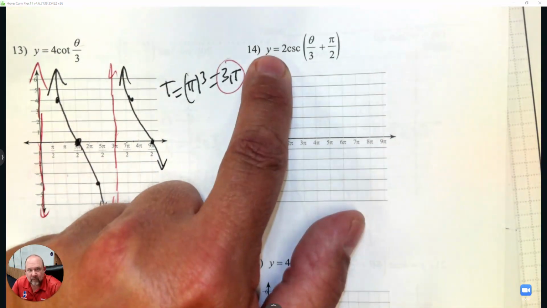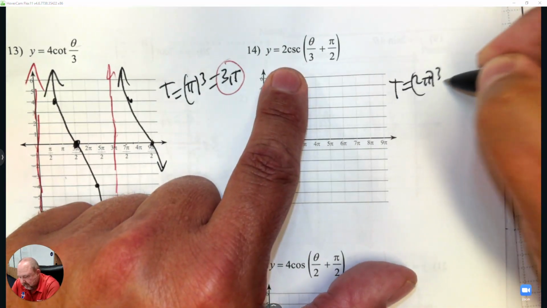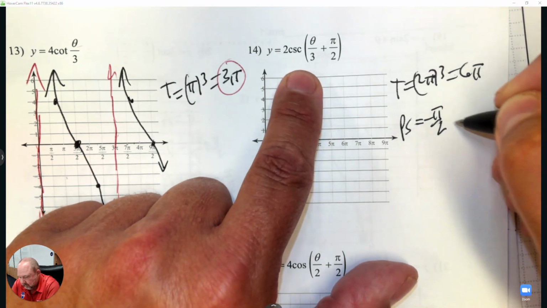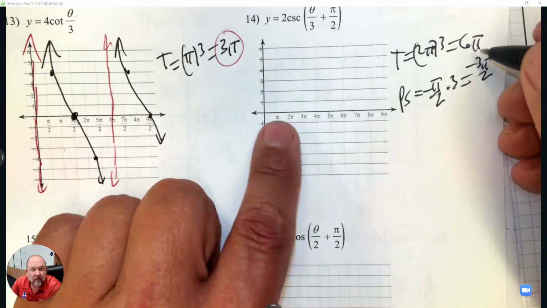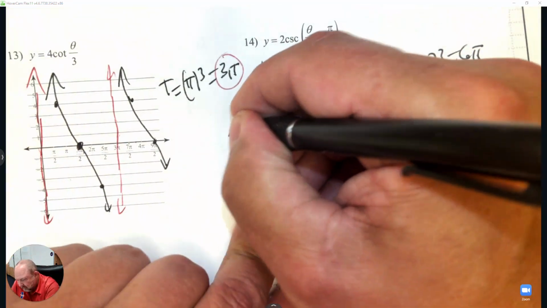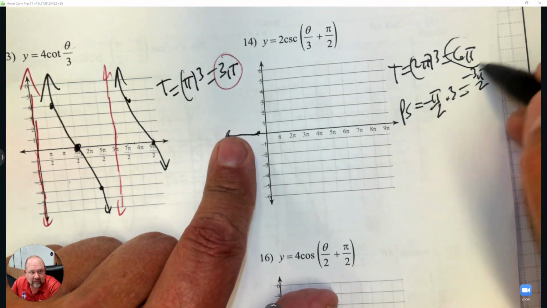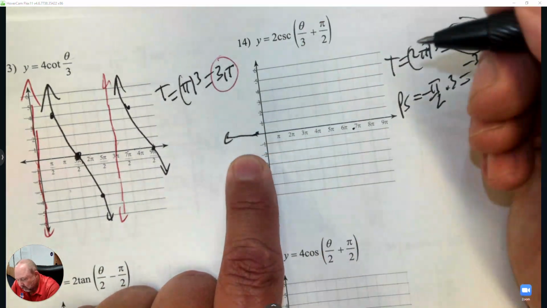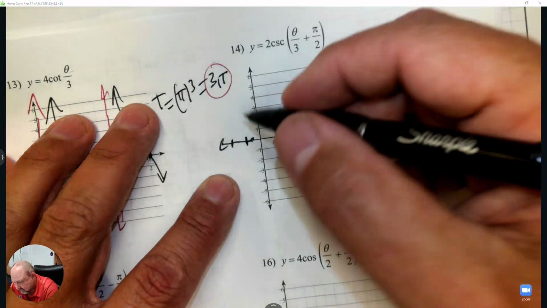Number 14, cosecant. So the period would be 2 pi, but we're going to go times 3, so that's 6 pi. The phase shift is negative pi over 2, but we're going to multiply it times 3, so it's negative 3 pi over 2. So negative 3 pi over 2 is way off our graph. It's way over here. It's a little bit confusing to have that. But if I add this 6 pi to it, that's to the right. So negative 1.5. So here's 1 and there's 2. So negative 1.5 is here.